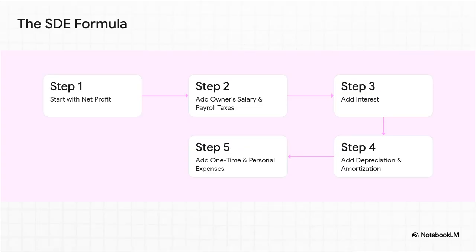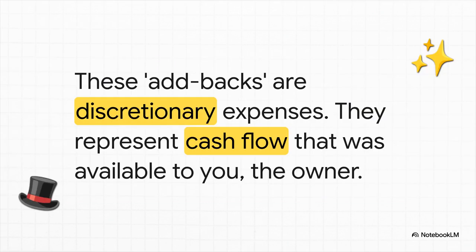Okay, here's how we build it. We start with the net profit from your tax return. You know, the bottom line. But we don't stop there. Then we start adding things back in. We add your salary, the interest on those debts we talked about, non-cash expenses like depreciation, and, this is a big one, any personal or one-time expenses you ran through the company. You gotta think of these add-backs as profit in disguise. Yeah, they look like expenses on your profit and loss statement, but they're really cash that was available to you. The key word here is discretionary.